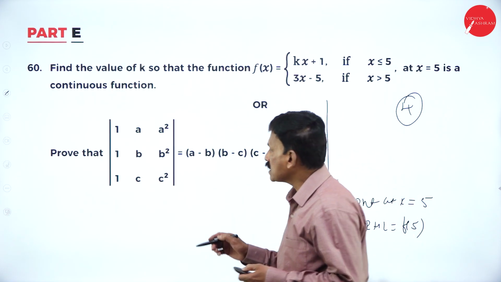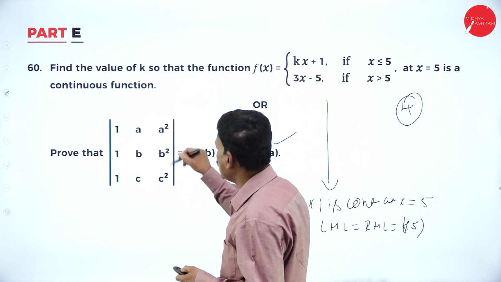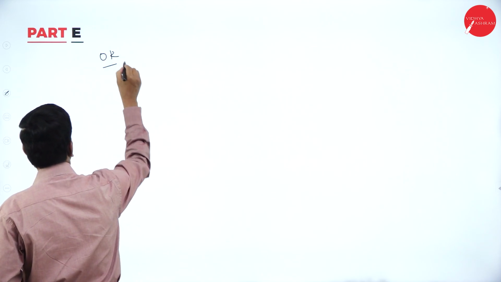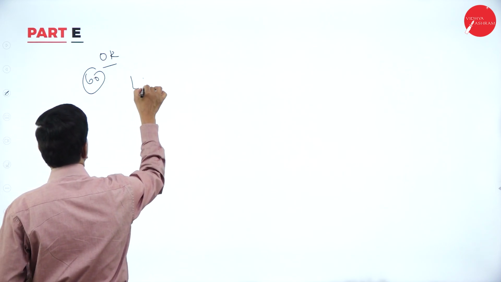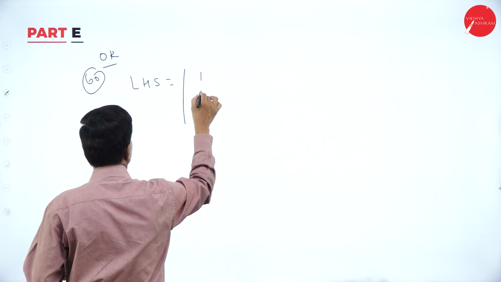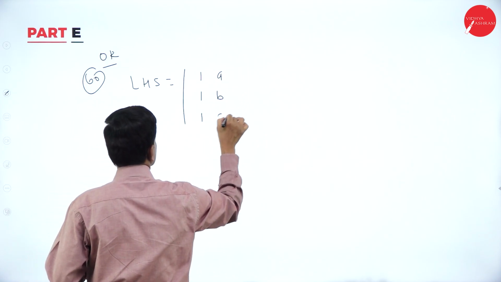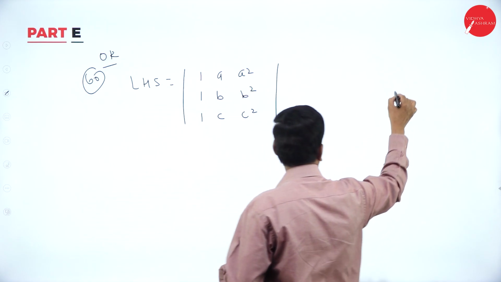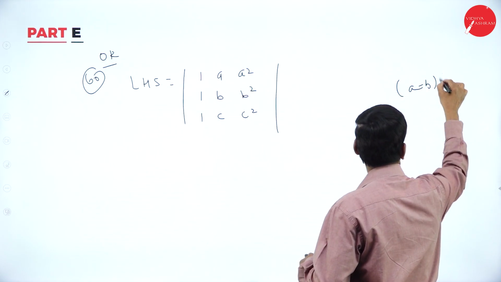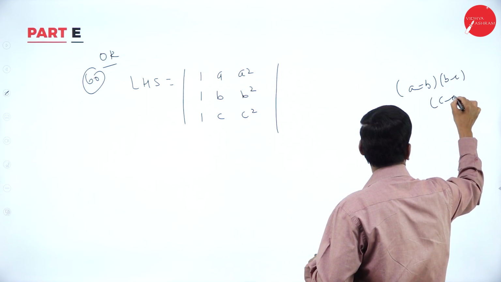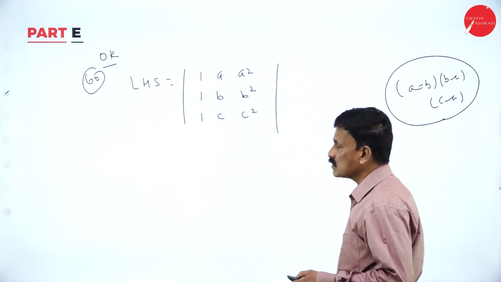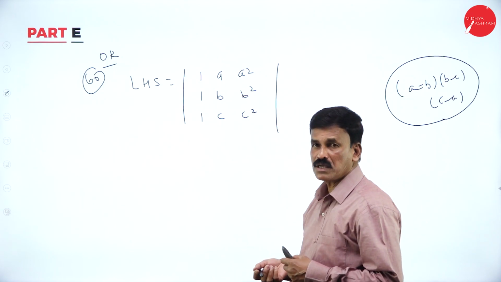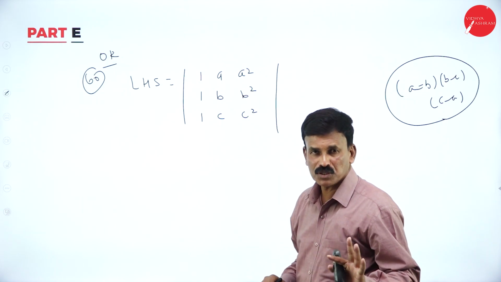Prove that, take LHS: the determinant with rows 1, 1, 1; a, b, c; a square, b square, c square. What is to prove? To prove that it equals (a minus b)(b minus c)(c minus a). Now, just convert this in such a way that all the elements above the principal diagonal or below the principal diagonal must be equal to 0.